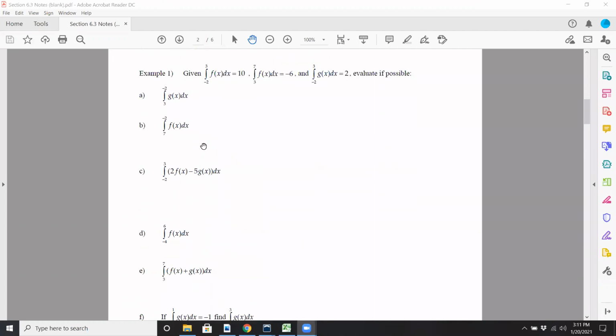So starting with example 1, let's say you're given these 3 integrals: from -2 to 3 of f of x equals 10, from 3 to 7 of f of x equals -6, and from -2 to 3 of g of x, a different function, equals 2. Evaluate if possible. So here, notice they're reversing this. So we're reversing the order. Sorry, I'm kind of losing my voice here. Reversing the order, you're going from 7 to -2.